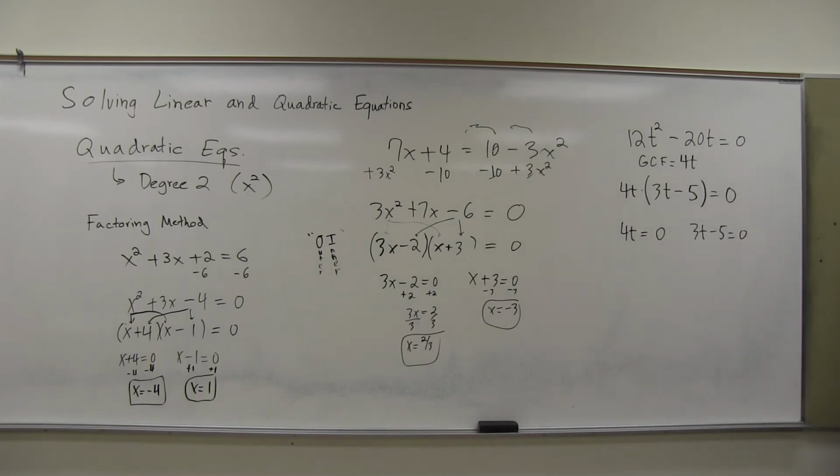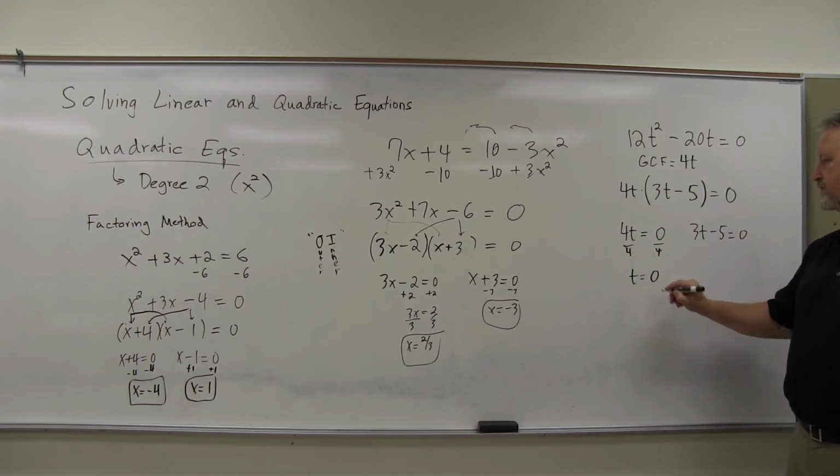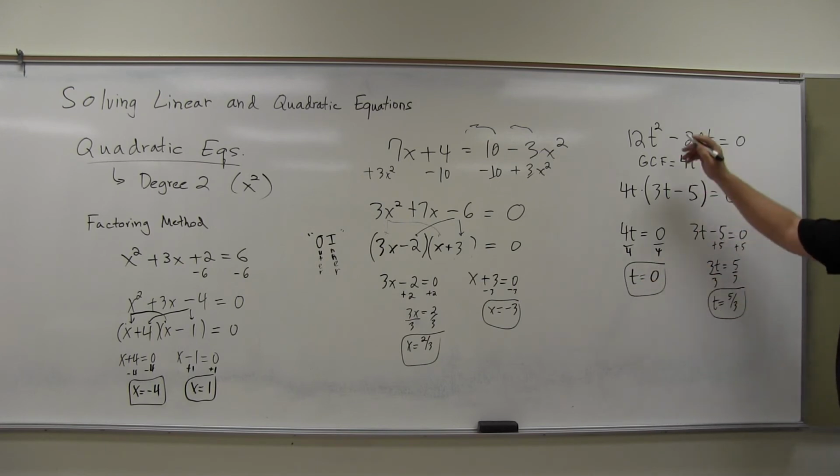All right? 4t equals 0. All you have to do there is divide by 4. Got that t is 0. Here you have to add the 5, divide by the 3, so it'd be 3t equals 5. Divide by 3, you get t is 5/3. Two solutions. Quadratic in one variable, two solutions. Usually what you're looking for. All right.